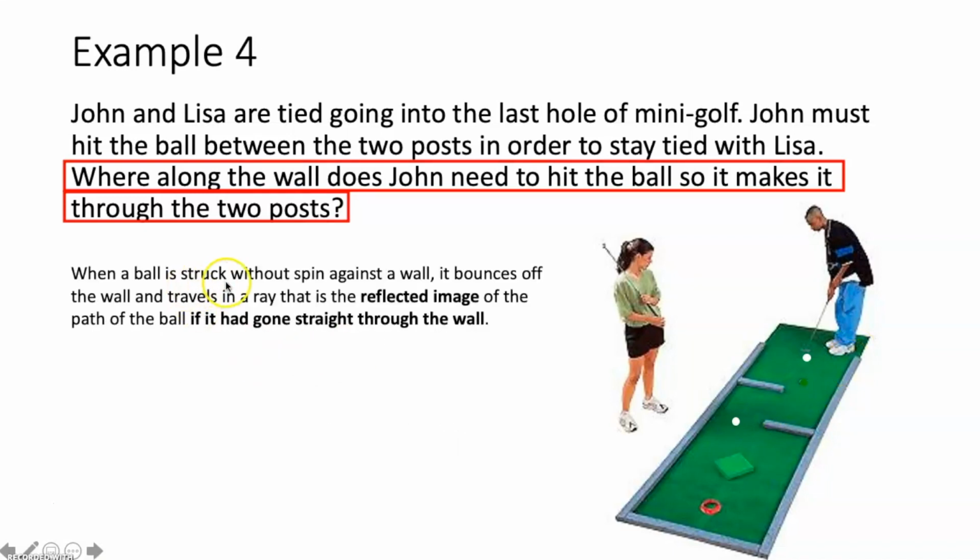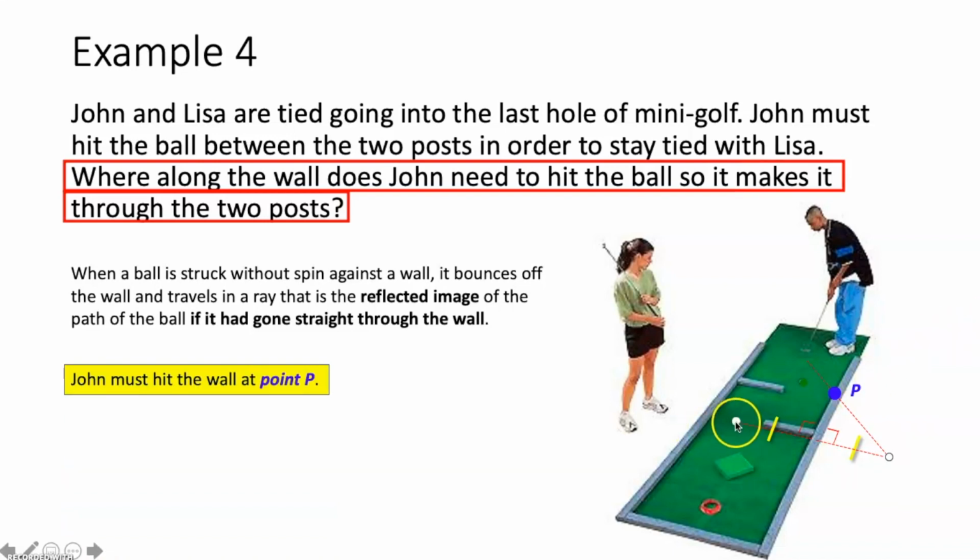Well, here's what we know. When a ball is struck without spin against a wall, it bounces off the wall and travels in a ray that is the reflected image of the path of the ball as if it had gone through the wall. So all this is saying is that you take the ball wherever you want it to end up and you measure that distance from the wall, or our line of reflection in this case. We measure that same distance on the opposite side and we put our reflected ball. Then draw a line connecting John's ball to the reflected ball, and that should show you the spot on the wall where John must hit the ball in order for it to end up where we want it, through the 2 posts. So John must hit the wall at point P in order for the ball to end up through the 2 posts.